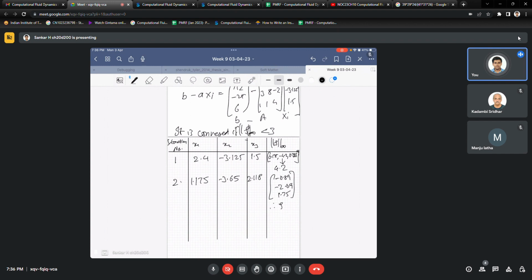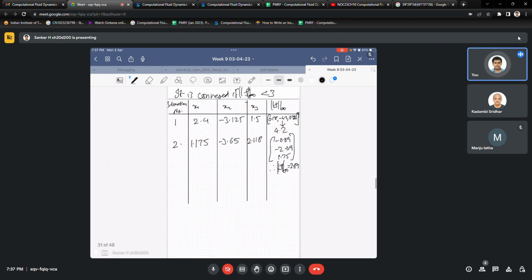Therefore, the infinite norm over here will be equal to 2.69, and this statement is converged if the infinite norm is less than 3. Therefore, we can go ahead with these particular values of x1, x2 and x3.